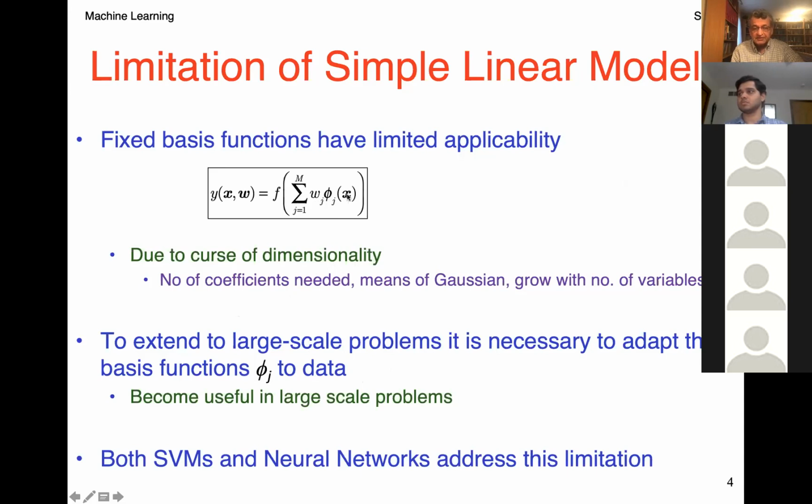So that's what a neural network does. It figures out what these feature functions phi j are. So they become useful in large-scale problems. Both SVMs and neural networks address this limitation. SVMs say, instead of using all of these phi j functions, use some subset of these m, and those are the support vectors we're going to be using. And how to select those support vectors is what SVM does, which will come as a later topic. So today, and for the next few lectures, we're dealing with neural networks.